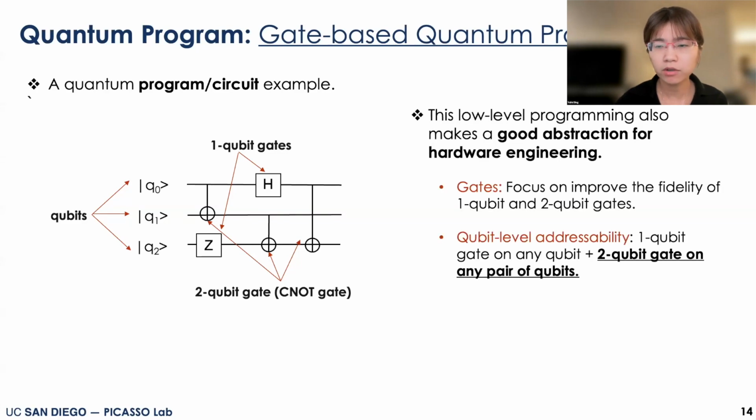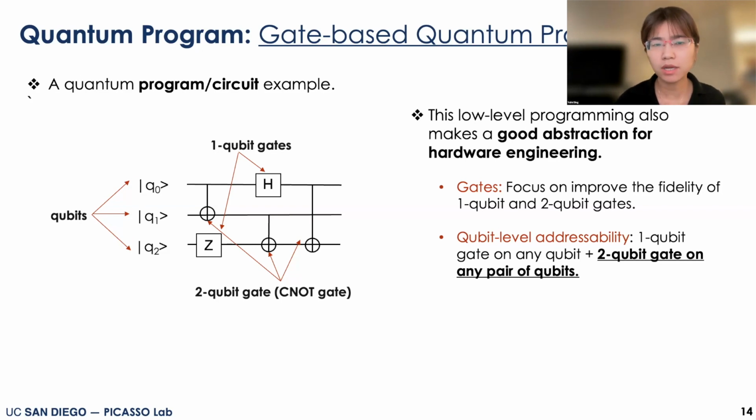This kind of low-level gate programming also serves as a good abstraction for hardware engineering. So no matter whether you are working on ion trap, photonics, or superconducting, as long as you can show your hardware can enable these 1 qubit gates and some 2 qubit gates, you can say my hardware is universal, it can be used for any quantum application.